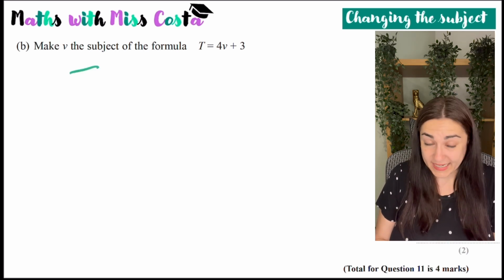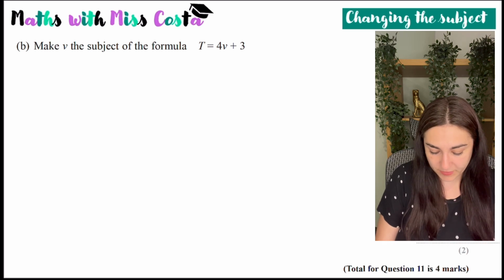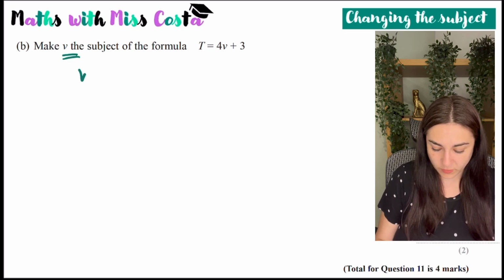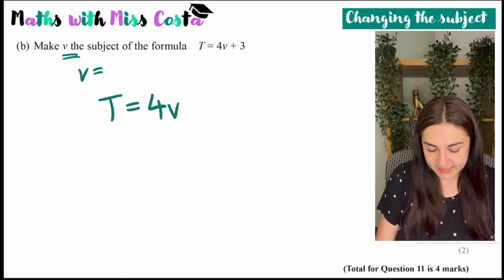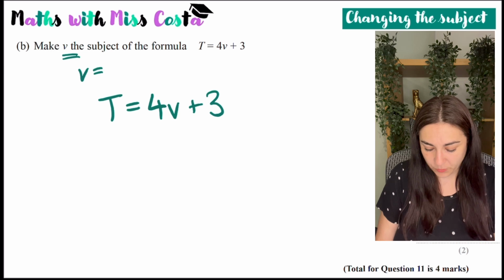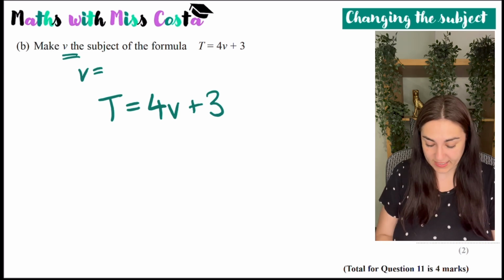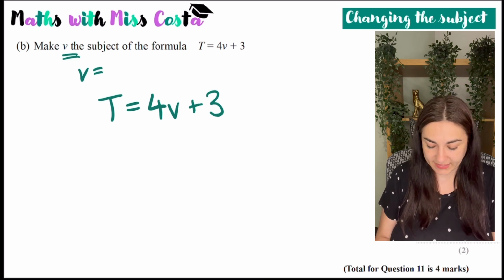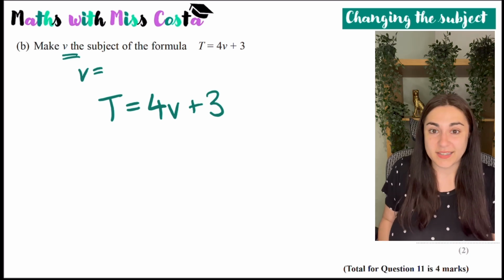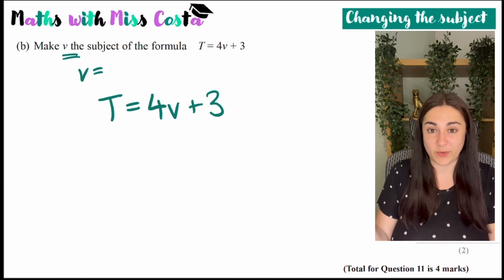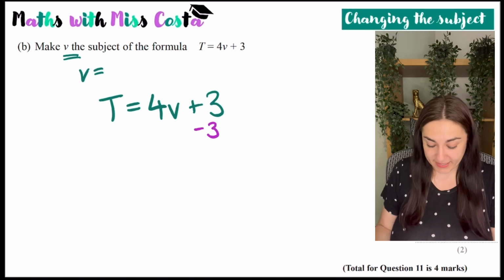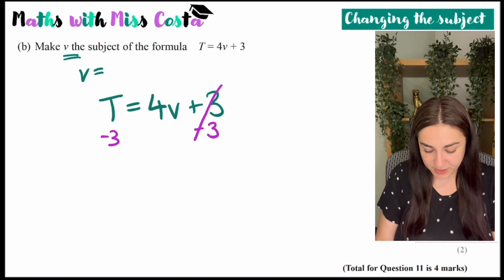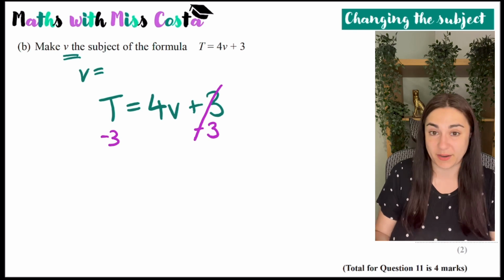Then I need to make v the subject of the formula. So when I make something the subject of the formula, it means I want to get it in the form of v equals. At the moment, t is the subject of the formula. So what I do is I can put my finger over 4v, and then look at what else is left on that side of the equation. I've got a plus 3. So to move anything from one side of the equation to the other, we do the inverse operation, the opposite. So the opposite of adding 3 is taking 3. The reason I do this is because it cancels on this side, so I'm left with 0.